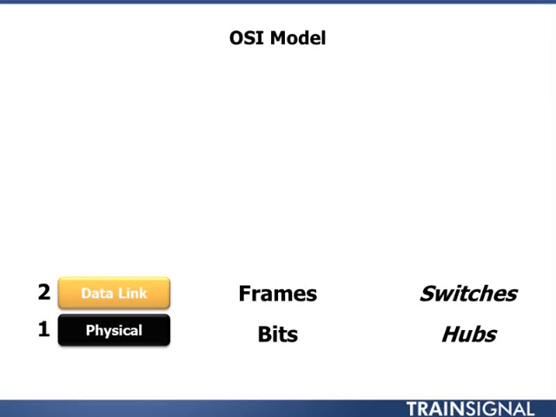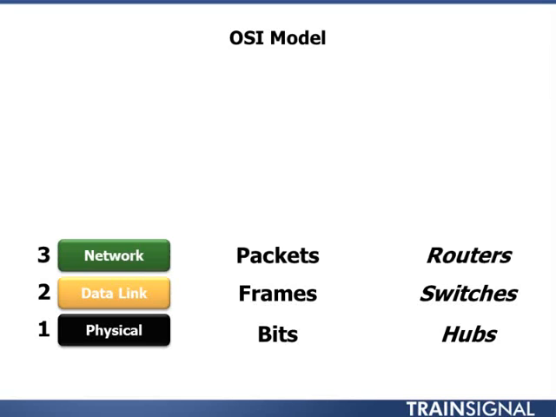The second layer, or layer 2 of the OSI model, is called the data link layer. There's a lot more detail to this, but these are just the high points. And the unit of data is called a frame, Ethernet frames, wireless LAN frames, and so forth. And typically, switches are used at the data link layer. Layer 3 is the network layer, and layer 3 uses packets for sending and receiving of data. And typically, you're going to look at routers at layer 3.